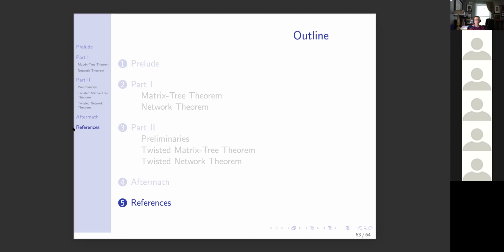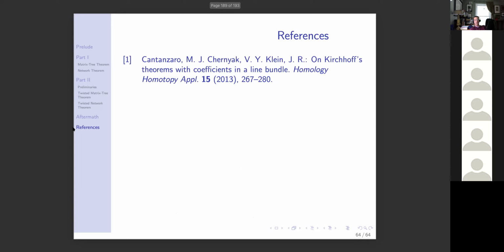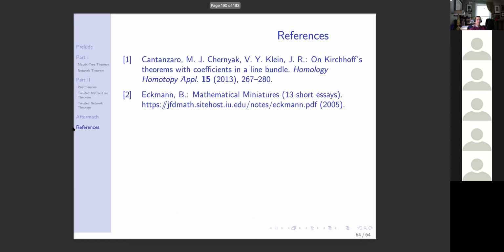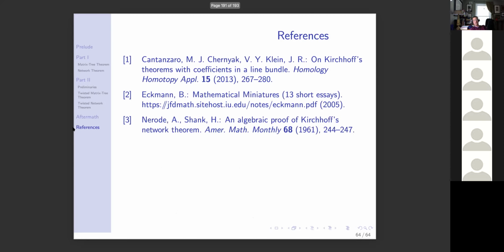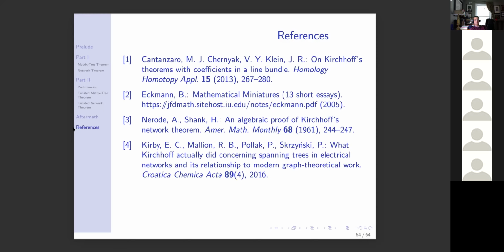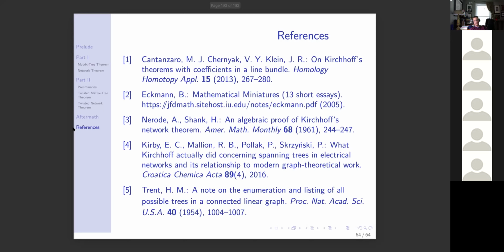So I'm just going to end this talk with the references. There's our paper, which is called On Kirchhoff's Theorem with Coefficients in a Line Bundle, which appeared in 2013. There's this paper by Ekman, which is 13 short essays, which is available online, which goes into the reason why Hermann Weyl's paper appeared in an obscure Mexican journal in 1923. There's the paper of Nerode and Shank in the American Mathematical Monthly, which gives a very elementary proof of Kirchhoff's network theorem. And then there's this paper I just mentioned on what Kirchhoff actually did. And then there's this paper by Trent, which appears in 1954. So I'm done. Are there any questions?